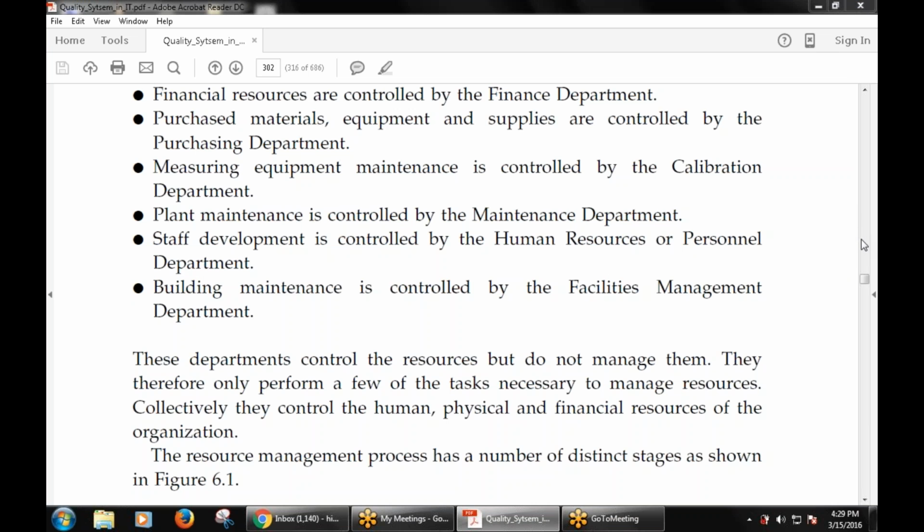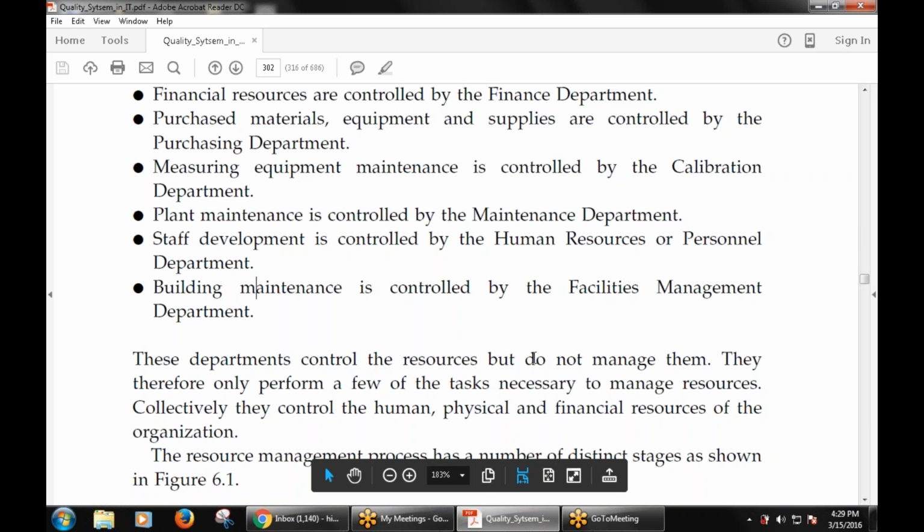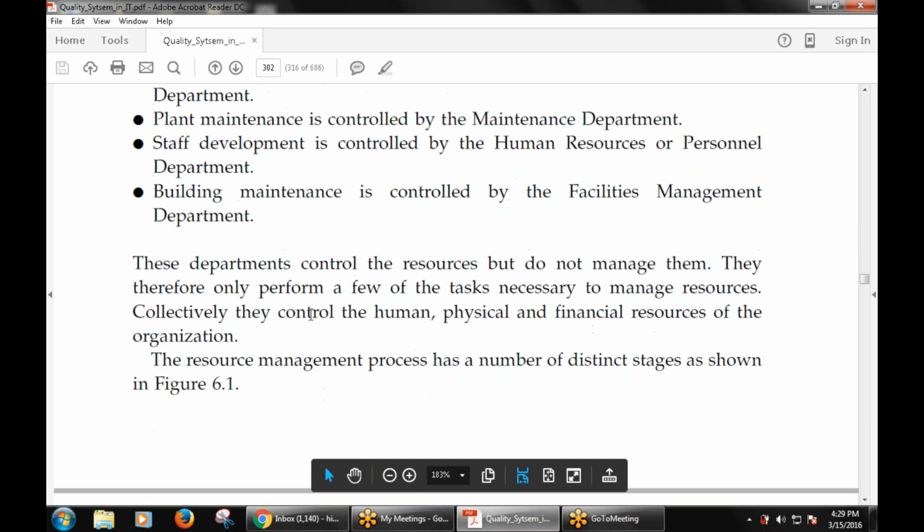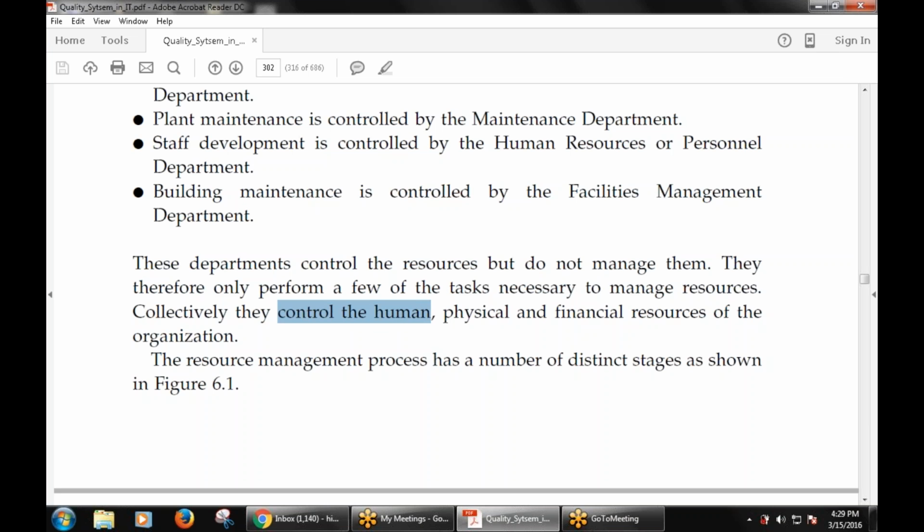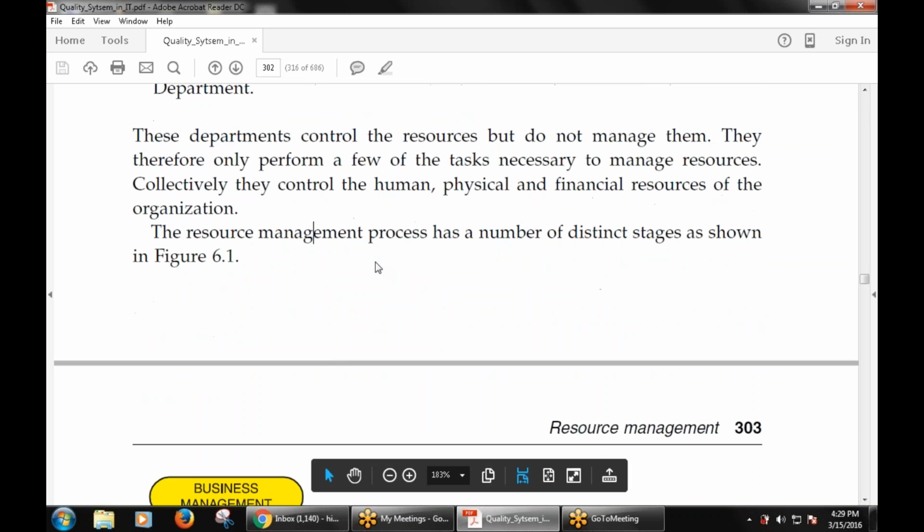So these departments control the resources but do not manage them. They are only controlling the resources, and therefore perform only a few of the tasks necessary to manage them, that is, the most effective way to manage the resources. Collectively, they control the human, physical and financial resources of the organization. And the resource process has a number of distinct stages.